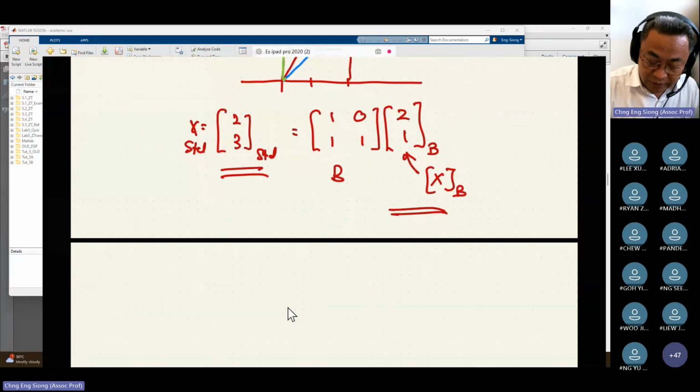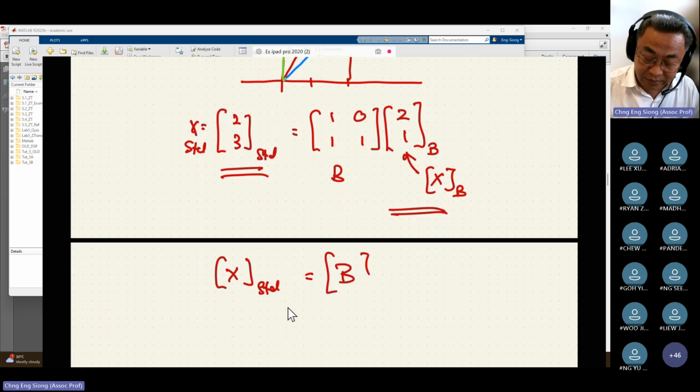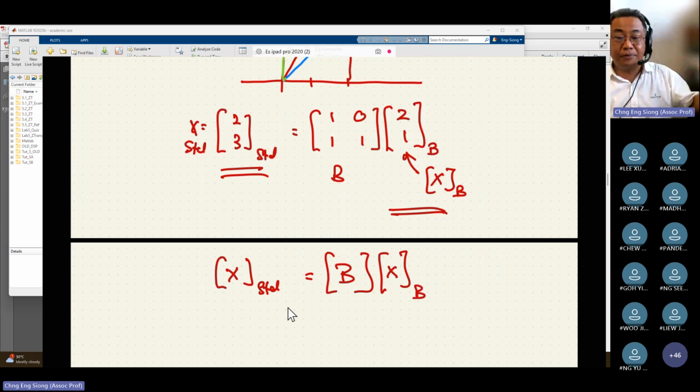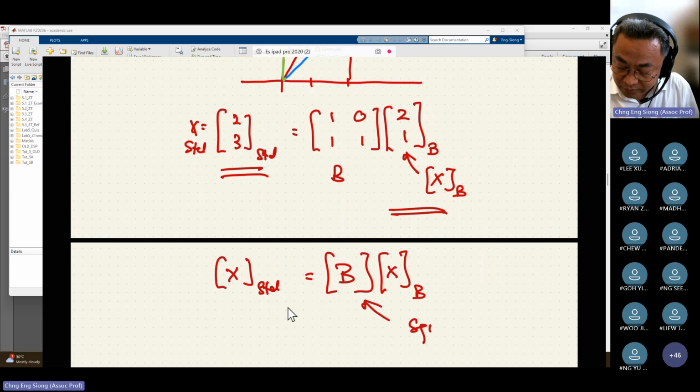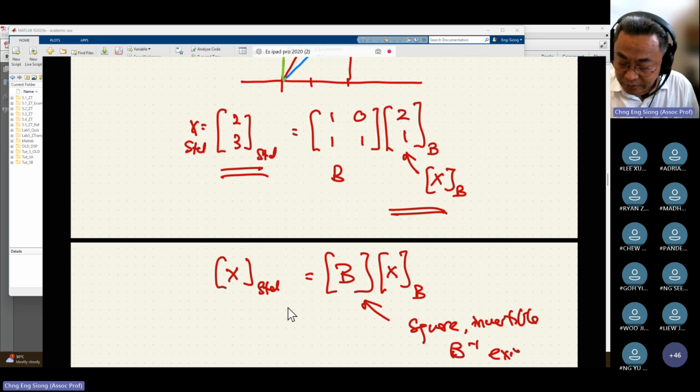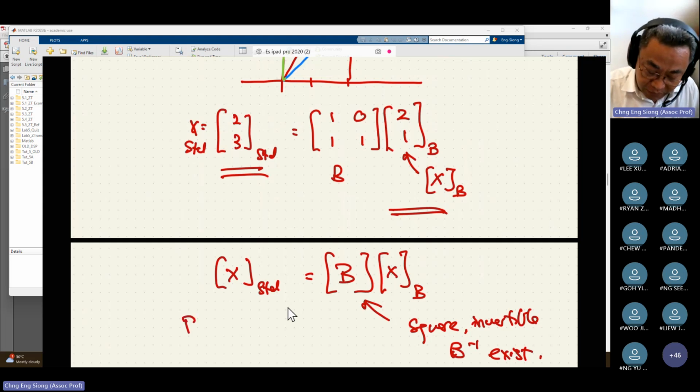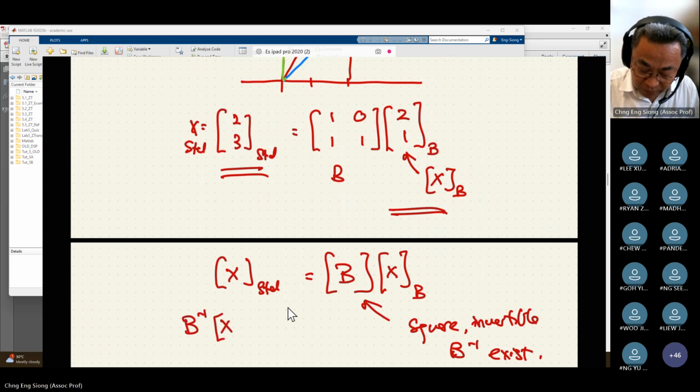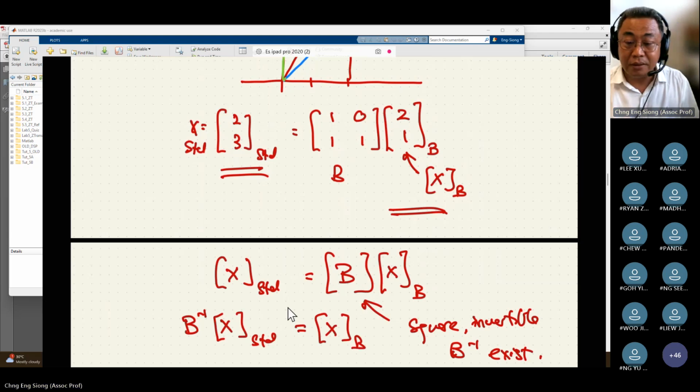X in the standard basis is called B, the basis, times X in the B basis. Everybody's happy with that. Is the B basis square? Yes. Is the B basis invertible? Yes. Therefore, B inverse exists. Agree, guys? And therefore, now I'm going to pre-multiply on my left. And therefore, now X_B is B inverse X. Clear?